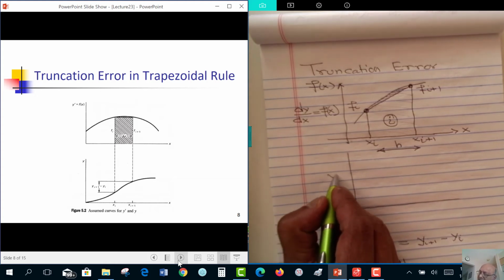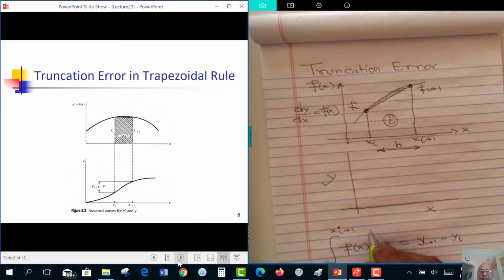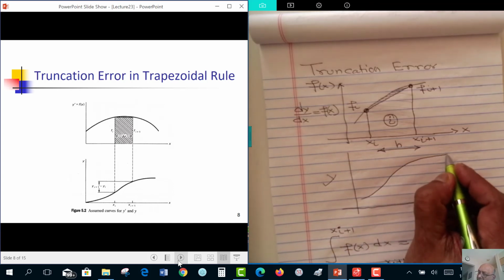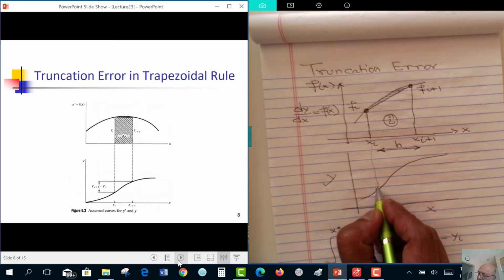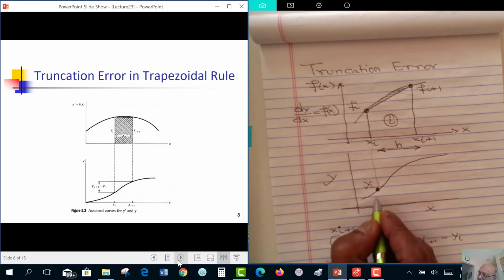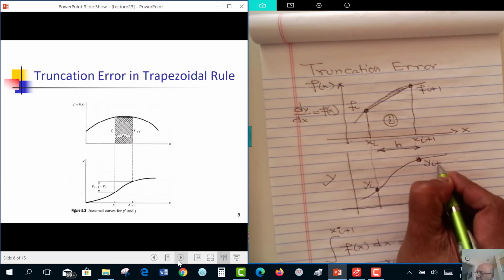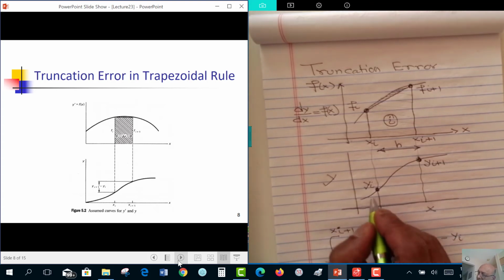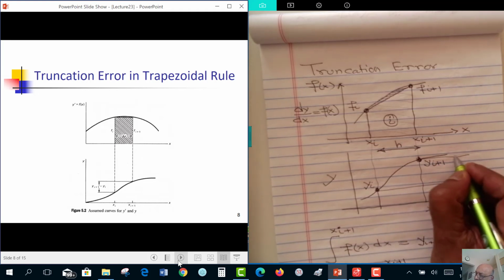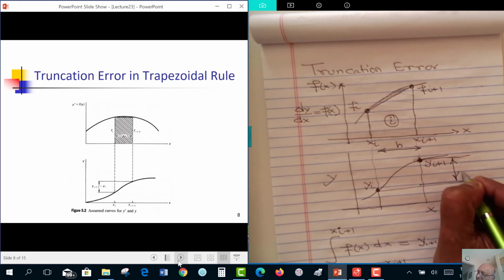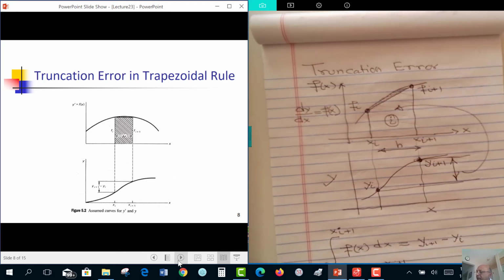So what this says is, if we have a corresponding y versus x curve, whatever shape that might be, this is our yi, this is our yi plus 1. So this difference in height, this difference in y values is represented by this area. So we are going to utilize this idea to do our error analysis.